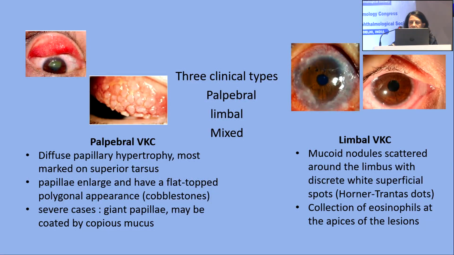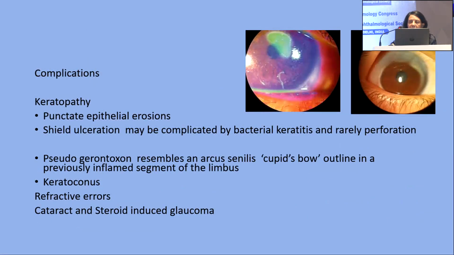It has mainly three types: palpebral, limbal, and mixed. The palpebral VKC is mostly in the palpebral region, as the name goes, and sometimes it is just a small papillary reaction or papillary conjunctivitis, which can then lead to giant papillae. The limbal one has small Horner-Trantas dots, but sometimes it increases into gelatinous, concentric rings at the cornea, going up to this severity. And then complications occur sometimes, like punctate epithelial erosions and shield ulcerations, which are very difficult and sometimes can lead to perforation as well.